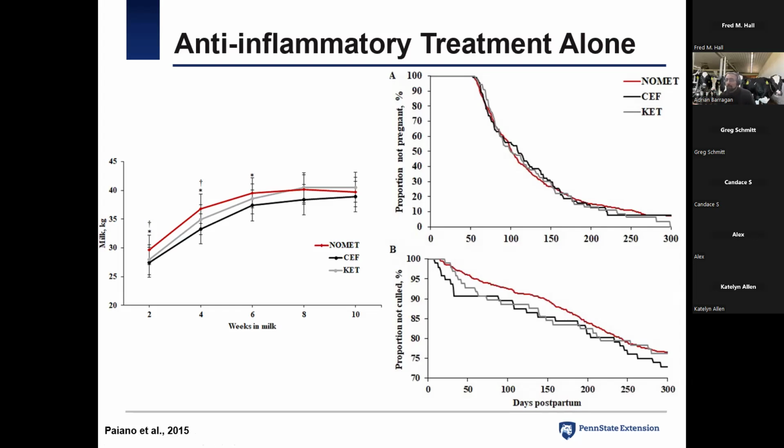When it comes to the milk yield, you can see healthy animals here are red, and then ceftiofur are the black, and ketoprofen are the gray. And you can see there were a few weeks that they were different, but then they level up in the same way. The same with fertility. There was actually no difference in fertility between either of the groups. And in culling rate, it was the same. There was no difference between ceftiofur and ketoprofen, suggesting that the efficiency of treating this condition might be similar.